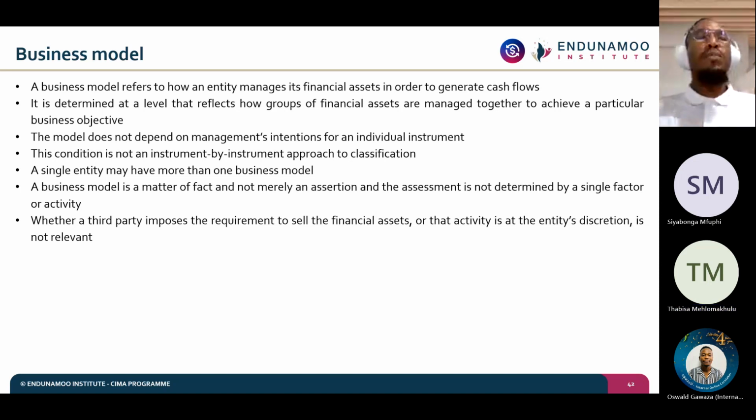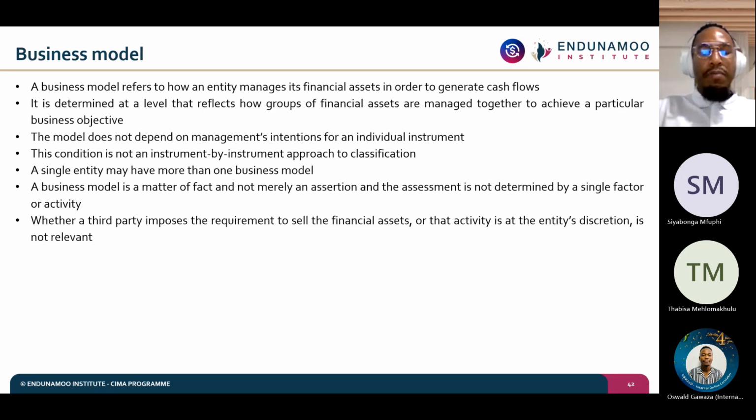Great. So when we talk about business model as discussed now, we refer to how an entity is managing its financial assets in order to generate cash flow. So is the entity looking to realize cash flows from those payments, or is the business looking to realize cash flows through the sale of these financial assets, or is the entity looking to generate cash flows from both the servicing by debtors of these debts as well as the sale? Because remember this, guys, think of banks.